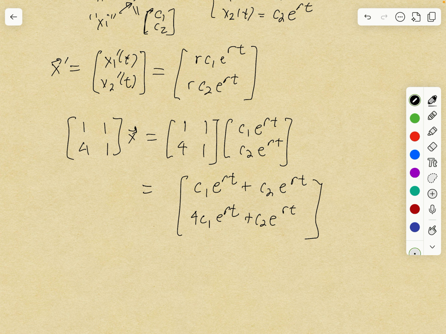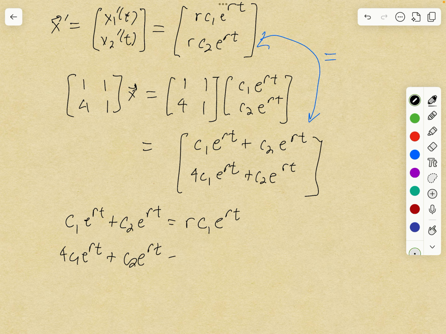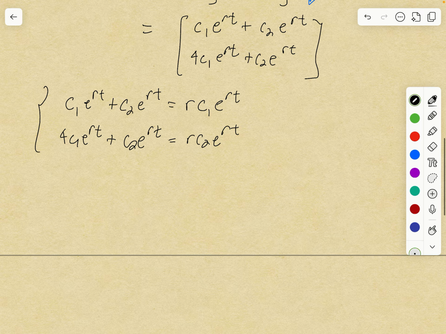The system of equations I'm trying to solve is when both of these are the same. So c1 e to the rt plus c2 e to the rt equals rc1 e to the rt, and 4c1 e to the rt plus c2 e to the rt equals rc2 e to the rt. I'm trying to find c1, c2, and r that make this true.